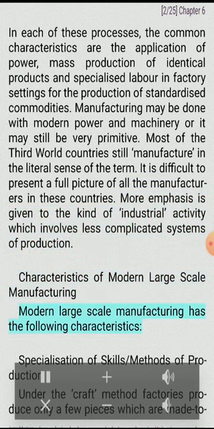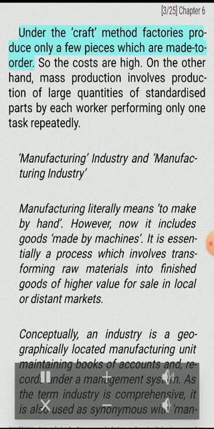Characteristics of modern large-scale manufacturing. Modern large-scale manufacturing has the following characteristics. Specialization of skills, methods of production. Under the craft method, factories produce only a few pieces, so the costs are high. On the other hand, mass production involves production of large quantities of standardized parts by each worker performing only one task repeatedly.